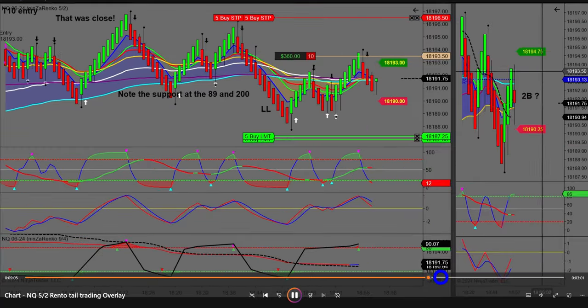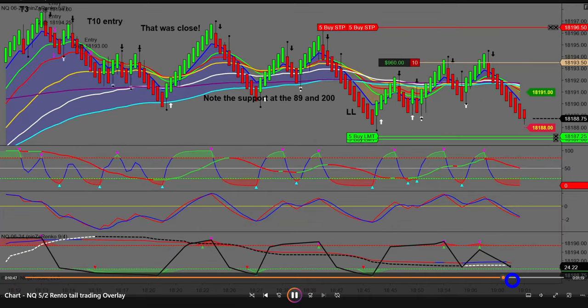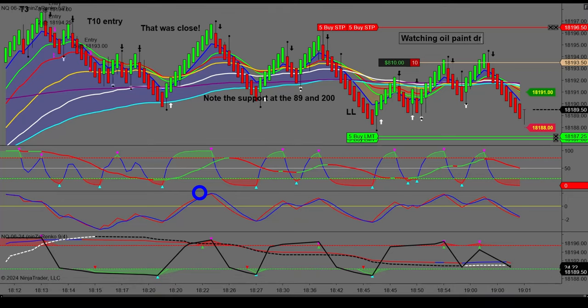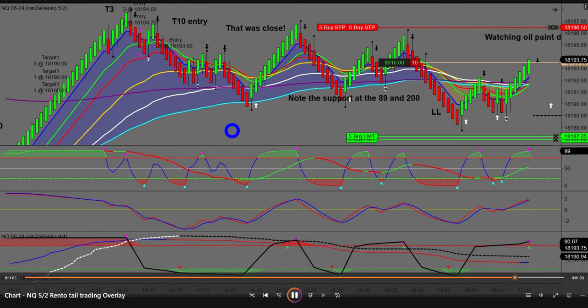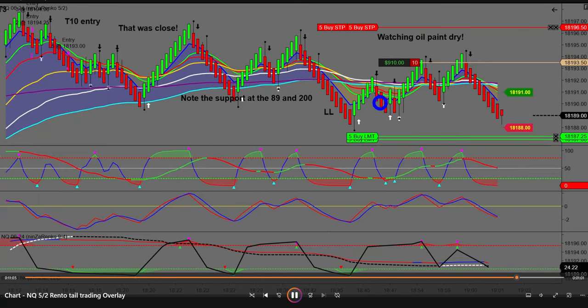Okay, so just kept going, kept going, kept going. Now we're nearly hitting our target, and I'm thinking, gee, I can't wait to get out of this thing. What's this here? Watching, what am I typing in here? Oh, watching oil paint dry. All right, this is just torturous. And see, look at that there then. It bounced back up again.